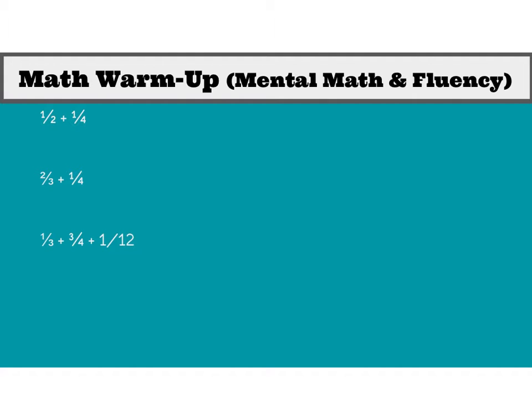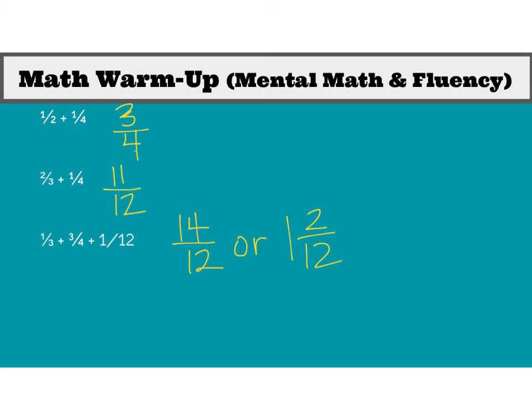So for our first one, 1/2 plus 1/4 would equal 3/4. And number 2, 2/3 plus 1/4 would equal 11/12. And number 3, we had 1/3 plus 3/4 plus 1/12 would equal 14/12, or if you converted to a mixed number, 1 and 2/12. So notice we created a common denominator of 4 with our first problem, 12 with the second, and 12 with the third.